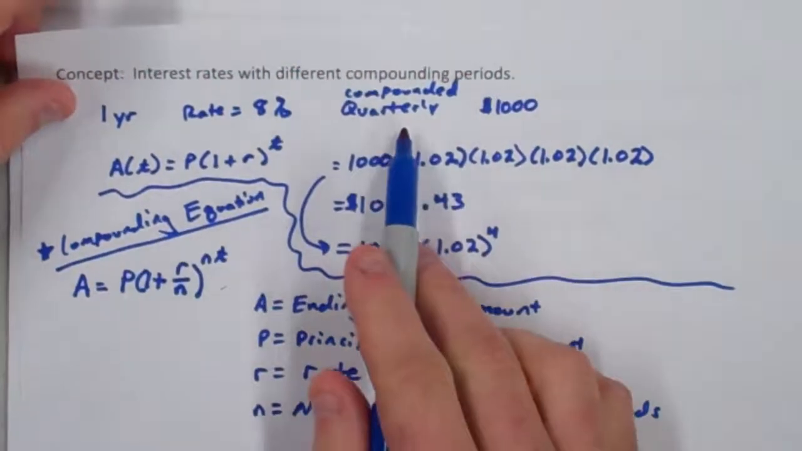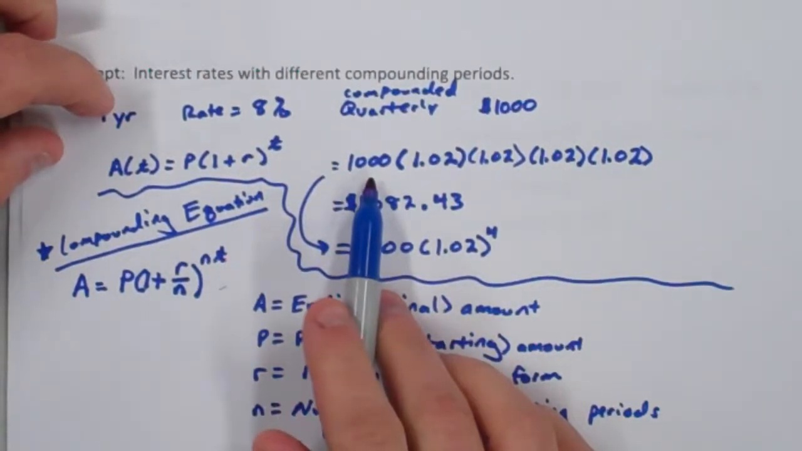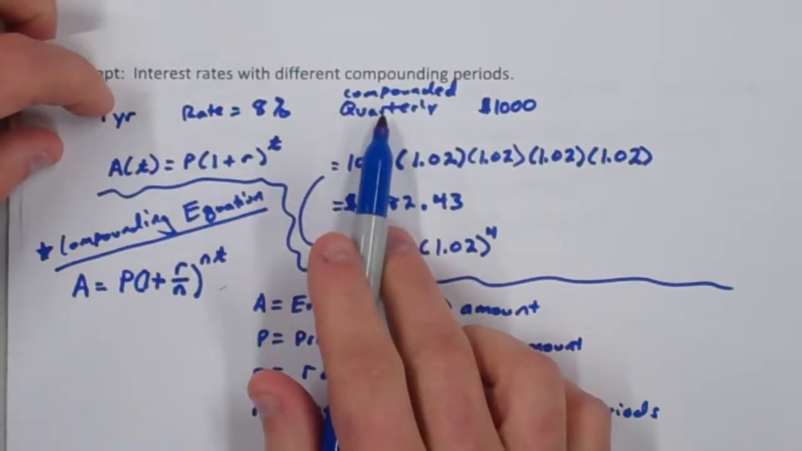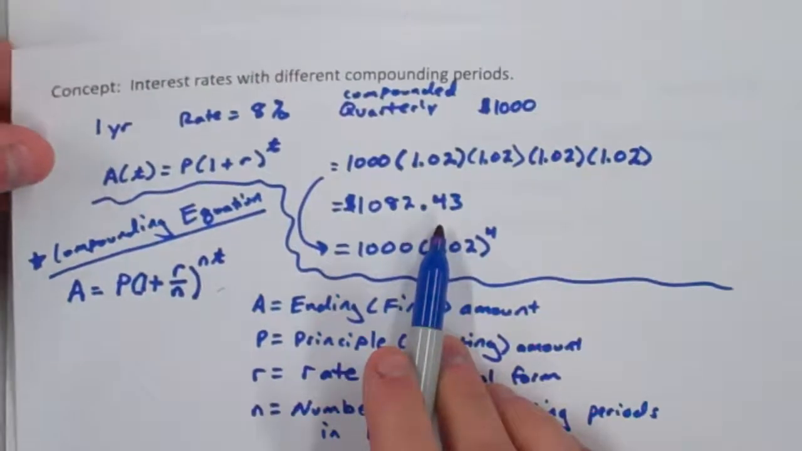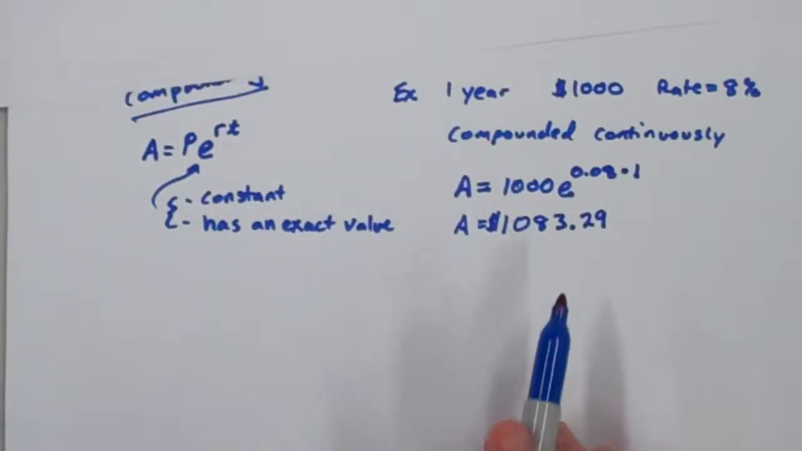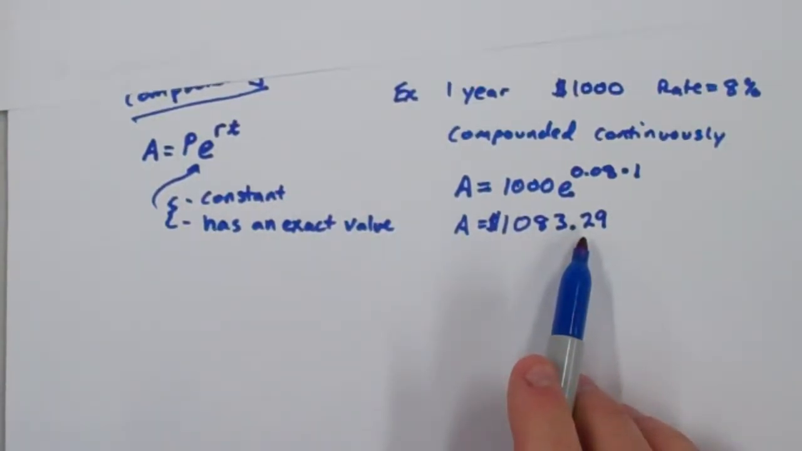So if we compare these, we can take a look. Remember, if we didn't have any compounding, if we just applied the rate once, we'd have 1,080. If we compounded 4 times per year, or quarterly, we get 1,082.43. And then if we compound continuously, we get even more money, 1,083.29. So compounding is definitely your friend.